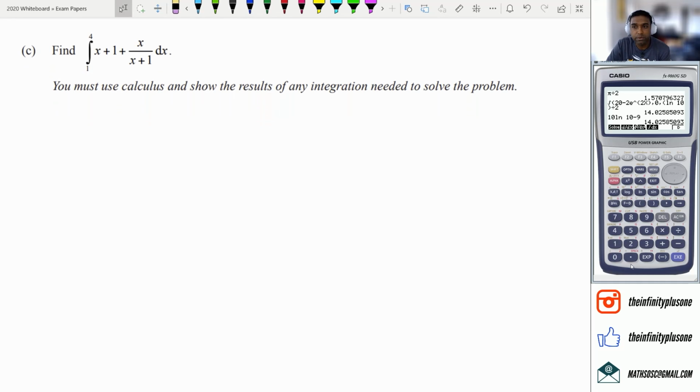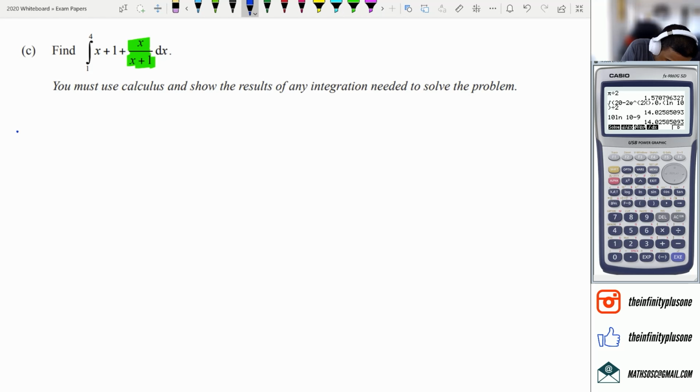So question C here, what can we do here? With question C there's a couple of ways of doing this. You can do it by substitution, or you could use long division. What I mean by long division is I'm looking at this particular thing here, the x over x plus 1.